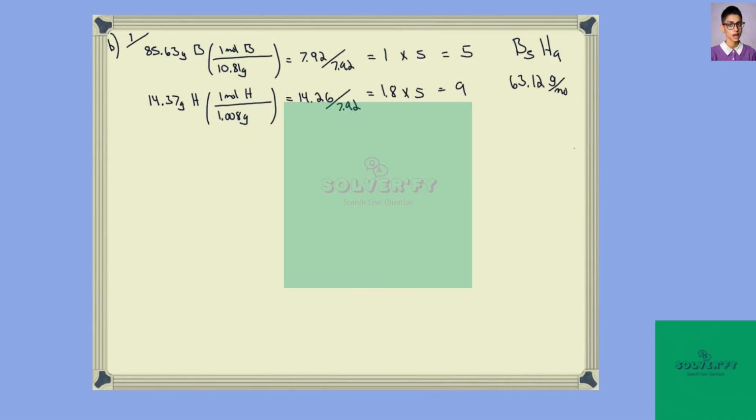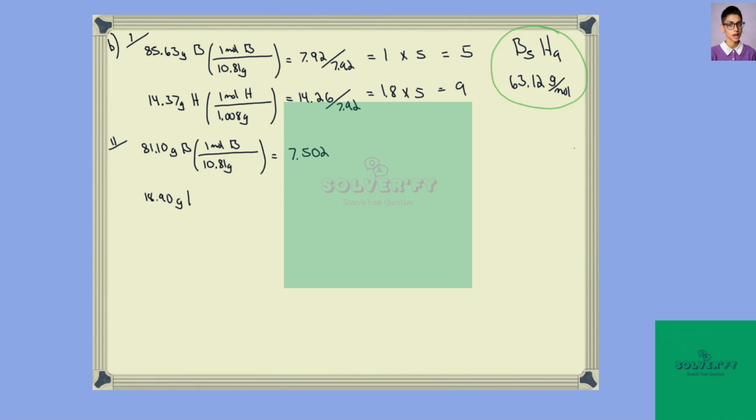And it does. So this empirical formula is also the molecular formula. Now moving on to liquid 2, which is 81.10% boron. So it would have 81.10 grams of boron if we have 100 grams of the sample. Divide that by the molar mass and we get 7.502 moles.